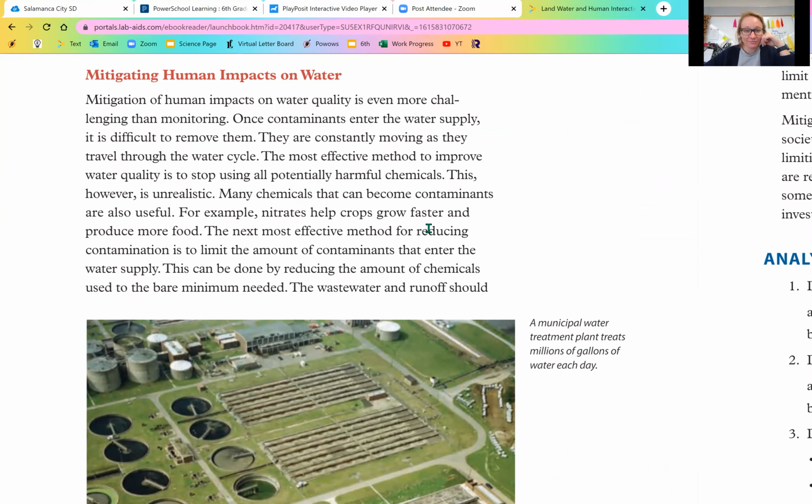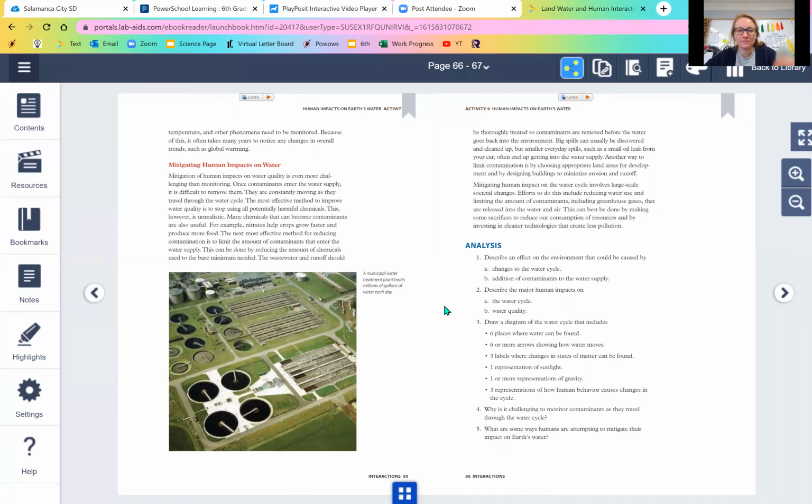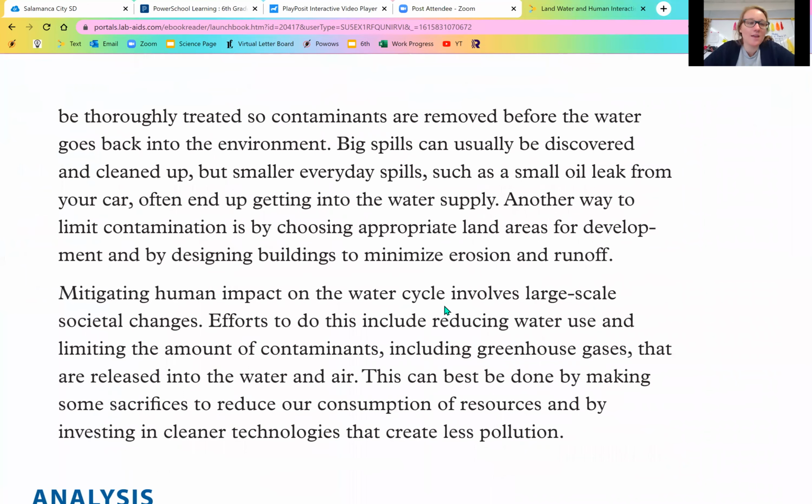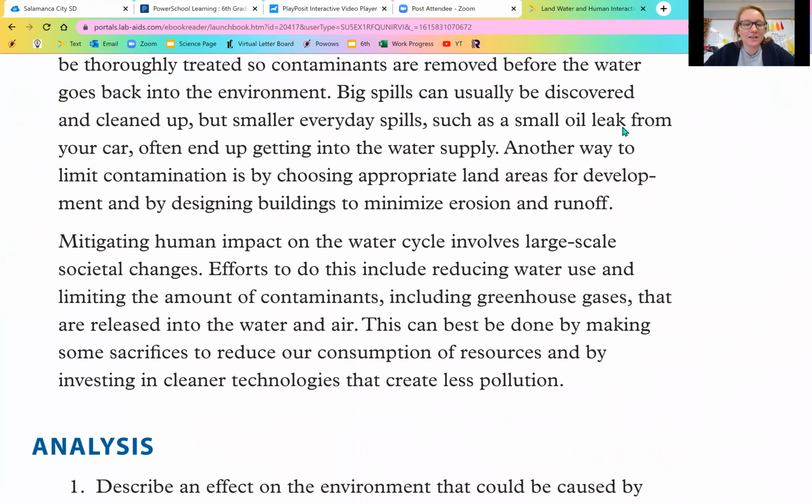The next most effective method for reducing contamination is to limit the amount of contaminants that enter the water supply. This can be done by reducing the amount of chemicals used to the bare minimum needed. So when you're washing a car, not to use an entire bottle of soap that has chemicals harmful to the environment, but using a little bit. The wastewater and runoff should be thoroughly treated so contaminants are removed before the water goes back into the environment.